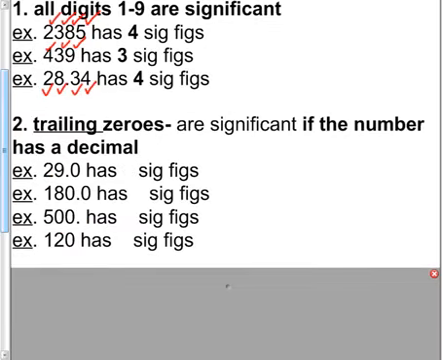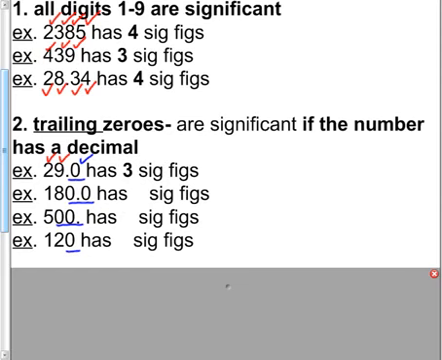Our second rule is about trailing zeros. Trailing zeros are zeros that come at the end of the number. So all of these examples have trailing zeros, which I'm going to underline because they're zeros at the end of a number. Now, trailing zeros are significant only if the number has a decimal. So if we look at the first example, the trailing zero that I underlined is significant because the number has a decimal. Now, all of the rules just keep building on each other. So the 2 and the 9 are still significant based on our first rule that any digit 1 through 9 is significant. Therefore, 29.0 has 3 sig figs.